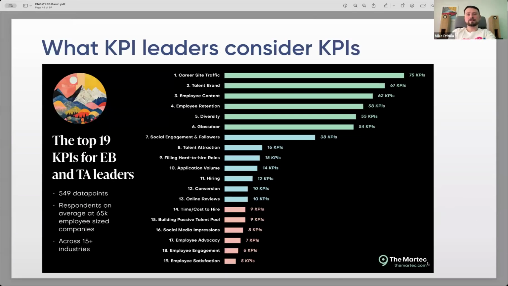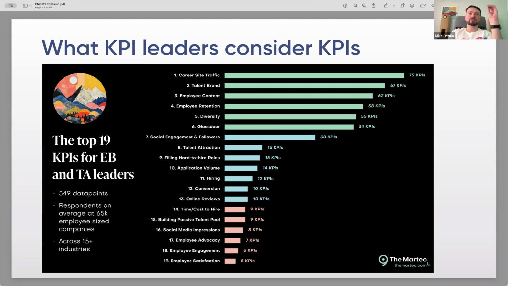Also, there is very interesting research by a Martech company on what KPI leaders consider KPIs. They have their research, and I'm including it in your student account. So below this presentation, you will find the attached file. Actually, there are going to be some of them, not just one. Please open the file and read it carefully because it has some details. But the top 11 KPIs for employer brand and talent acquisition leaders are the following.